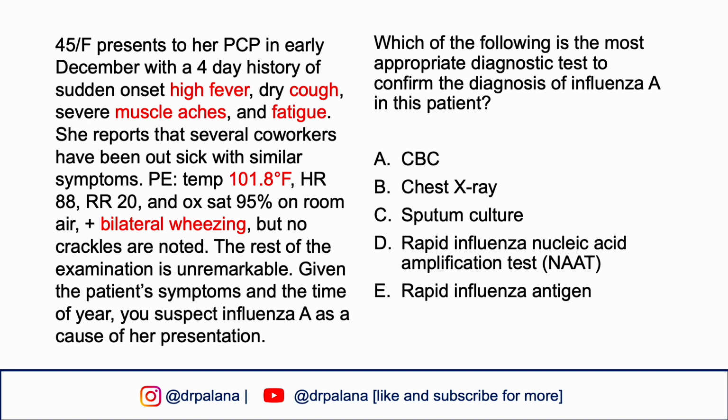The rapid influenza nucleic acid amplification test is highly sensitive and specific for detecting influenza virus RNA over the previous rapid antigen test. It can provide results quickly, often within 15 to 60 minutes, making it an excellent choice for the timely diagnosis of influenza in a clinical setting, especially during flu season or in the context of an outbreak. This allows for the prompt initiation of appropriate antiviral therapy, which is most effective when started within 48 hours of symptoms. Other options like CBC, chest X-ray, and sputum culture may help in the assessment of complications or differential diagnoses, but are not direct tests for influenza.